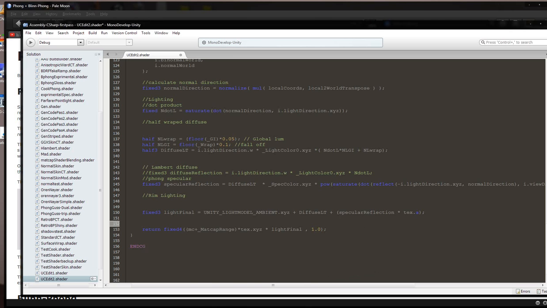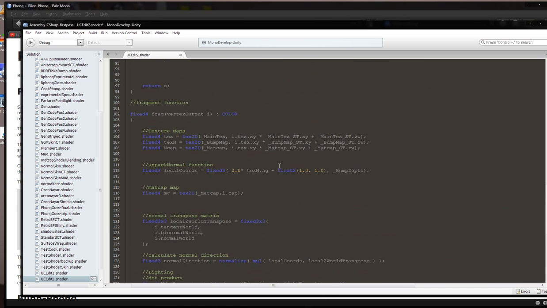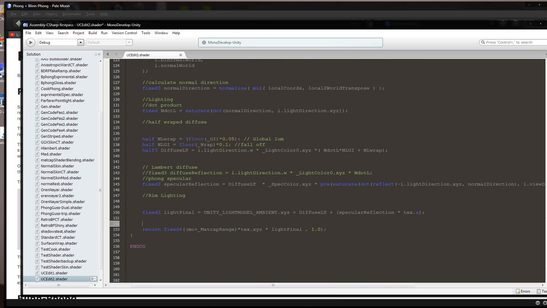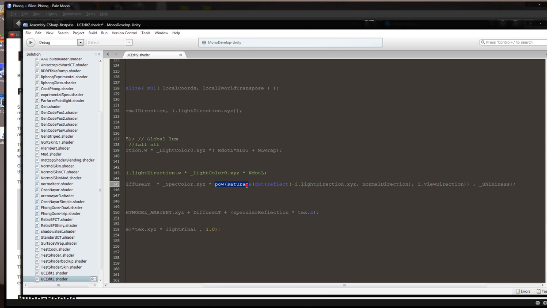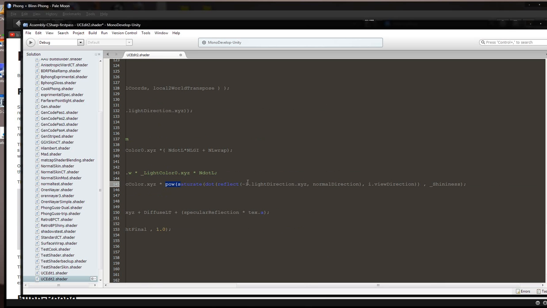and blend. Go to your shader and then scroll down to your fragment function and scroll down some more until you get to the specular reflection section. So specular reflection is the diffuse reflection times the specular color times this section right here, which is power saturated dot reflect, negative light direction, normal direction, view direction times the power of shininess.